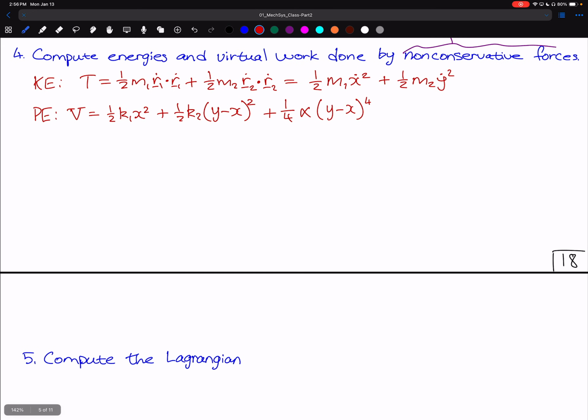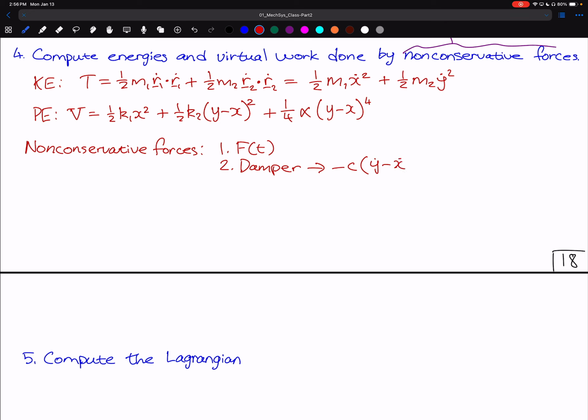Okay, we're now going to deal with the non-conservative forces. So we're just going to write out what they are. First we had f of t. Second, we have the damper. The force given by this is minus c times (y dot minus x dot), and that acts in the I direction.